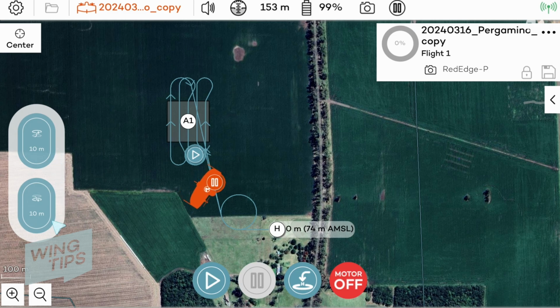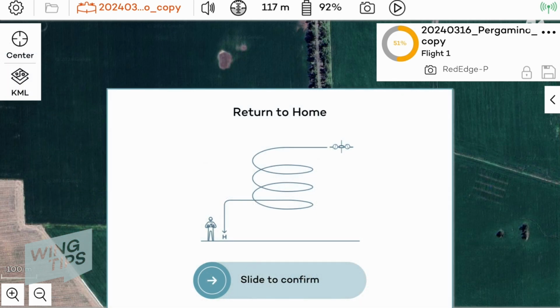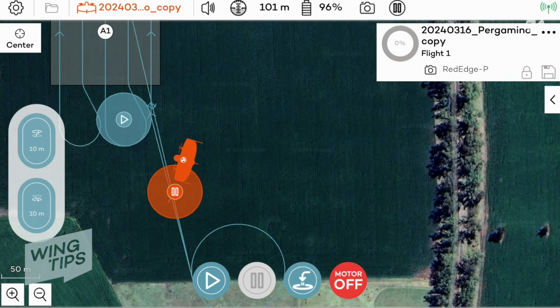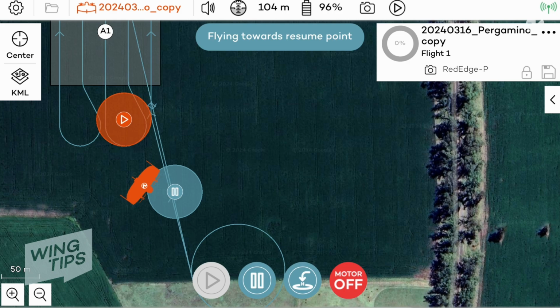It is important to note that while the drone is in its loiter circle, it is not capturing images with its sensor. The operator may also choose to select the return to home function while the mission is paused. Returning home on a safe path. Once the airspace is clear, the operator may resume the mission. Resuming in auto flight mode.